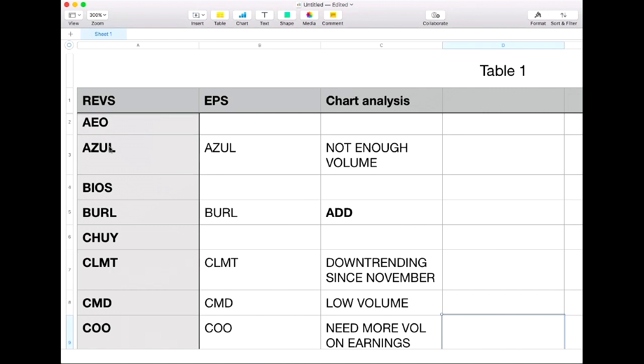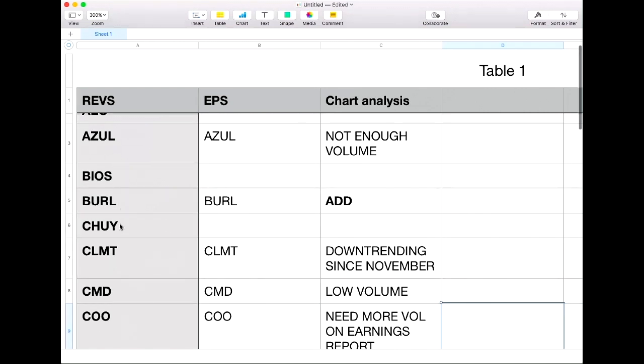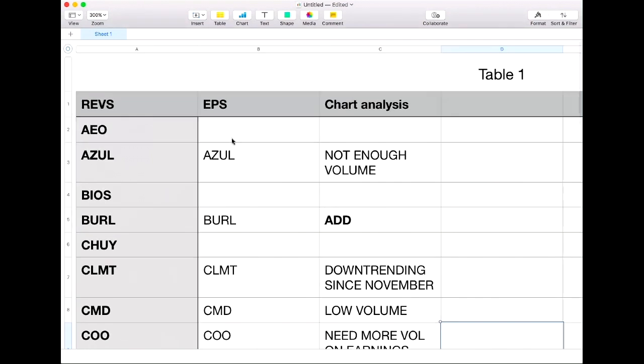AEO beat revenues, AZUL beat revenues, and I've listed them here, the ones that beat revenues from that Zacks report that I was showing you. Here are the ones that beat EPS, so AZUL, and there's Burlington. And then here's my chart analysis and some of my comments. Now, I don't do this for myself. I'm doing this for the purpose of this workshop.